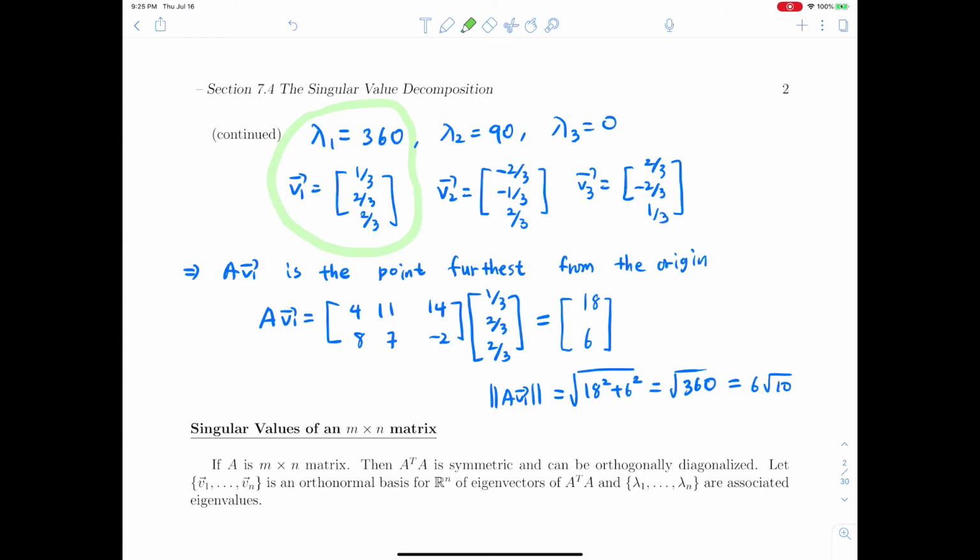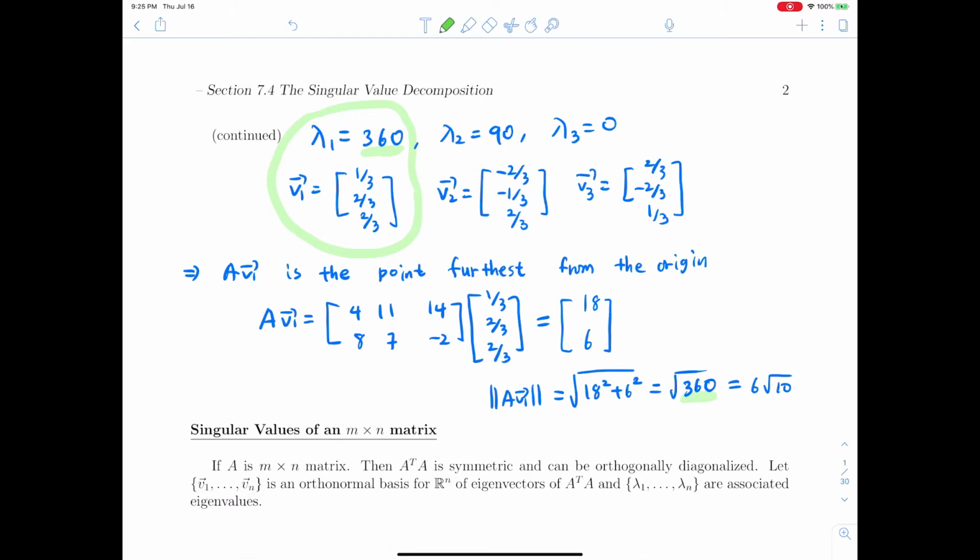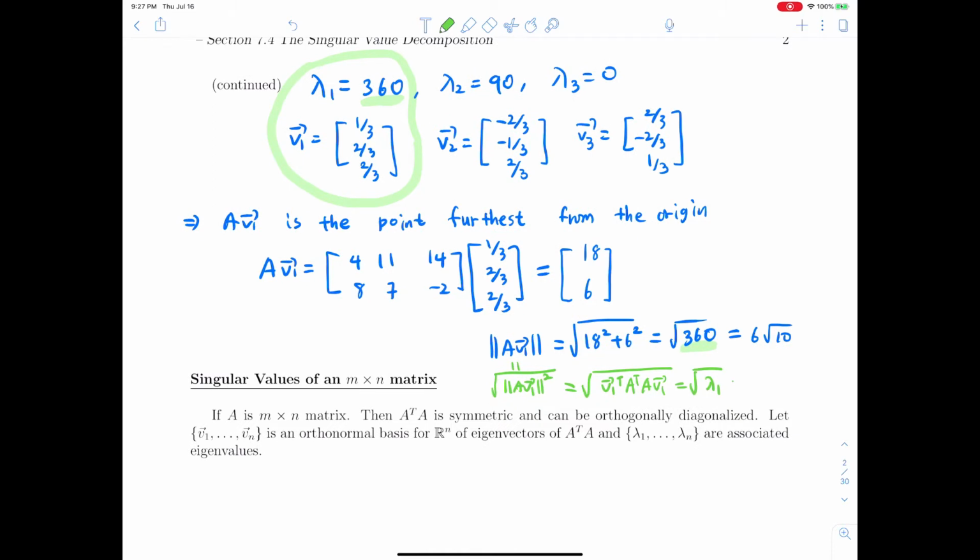And in fact, you can observe that this number is the same as the eigenvalue lambda 1. And that is because this quantity is the same as the square root of the magnitude of AV1 squared. And this is the same as the square root of the quadratic form, like V1 transpose A V1. But this is the same as the square root of lambda 1. So we basically call this quantity the singular value.